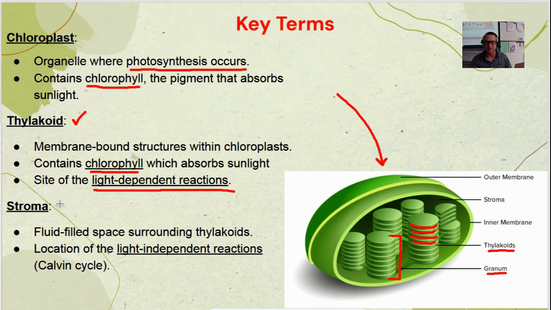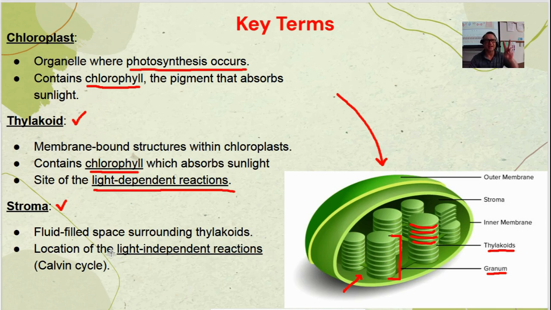All right, the second part of a chloroplast you'll need to know is called the stroma. And that is the gel-like fluid inside the chloroplast. Basically, everything that's outside of those green discs, everything outside of the thylakoids. And why do we care about the stroma?